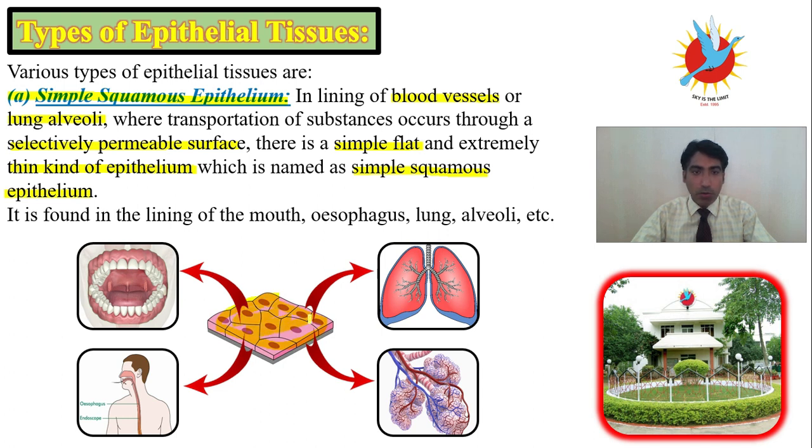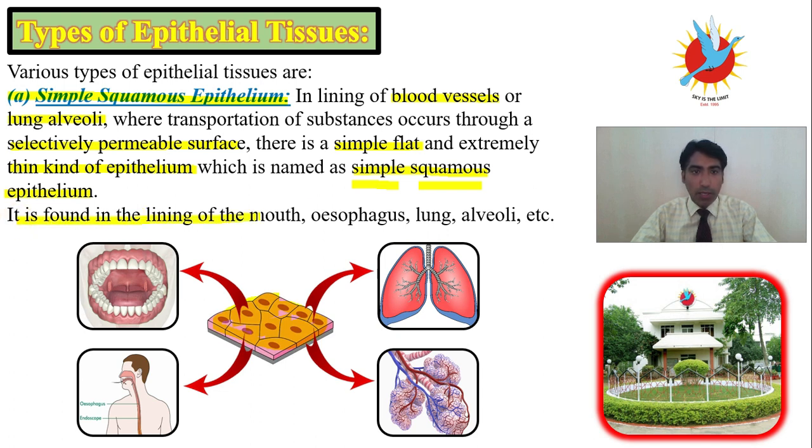In this layer you can see that flat cells are present, and only a single layer is present, that is why it is called simple. Due to the presence of flat cells, it is known as squamous. So it is a type of simple squamous epithelial tissue.